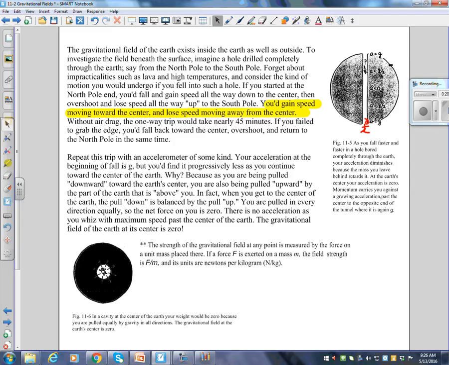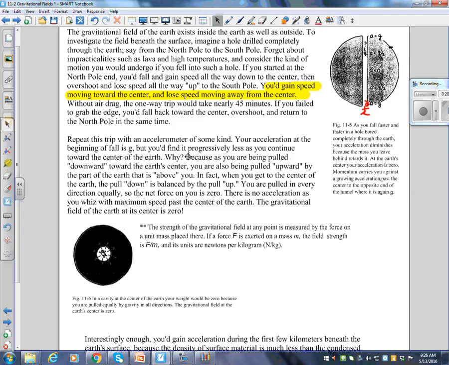I'd fall right back down again. And then I'd pop out of this hole another 45 minutes later. Grab me, because otherwise I'd go back down again, right? If you fail to grab the edge, you'd fall back towards center, overshoot, and return to the North Pole at the same time. Now, if you repeat this with some kind of accelerometer, that measures acceleration.